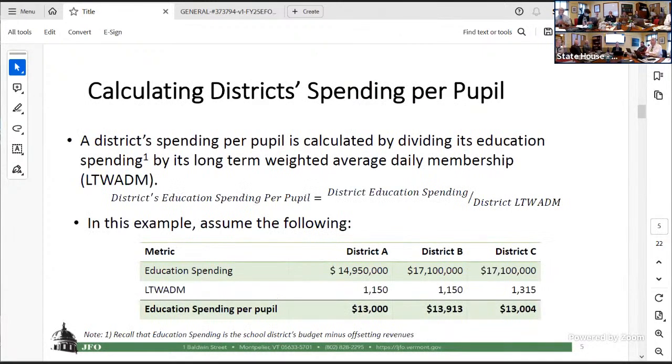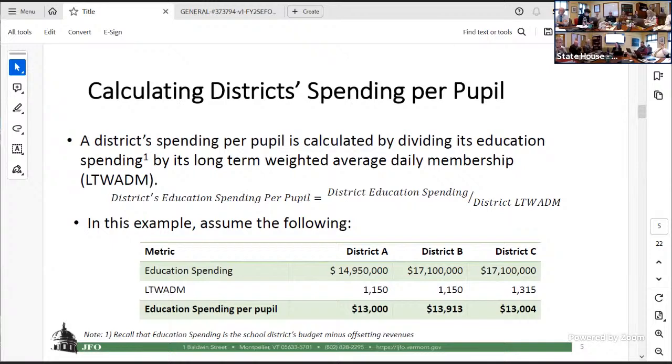So some of this may look familiar, talking about calculating a district's homestead tax rate. We start with calculating the district's spending per pupil. You'll recall that this is calculated by taking the district's education spending divided by its long-term weighted ADM. Ed spending, as you'll recall, is the school district's budget minus offsetting revenues like categorical aid.